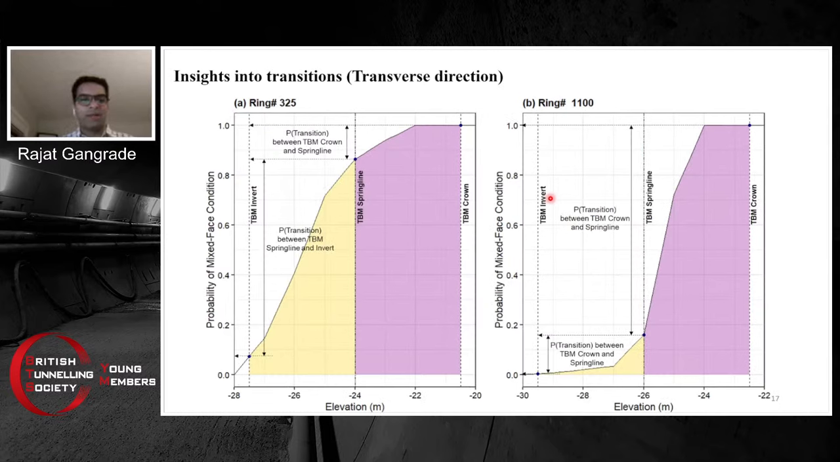Similarly, we can apply this to the vertical direction or the transverse plane, where we are quantifying the probability of mixed face condition versus elevation. So we have the TBM crown, TBM spring line, and the TBM invert over here. The purple zone shows the region between the crown and the spring line, and the yellow zone shows the region between the spring line and the invert. In this case, the difference in the probabilities is quantified as the probability of transition occurring between a particular zone of the TBM. So we're looking at TBM scale now, in the transverse direction. And these are just two examples of how the probability of mixed face conditions was quantified for two different ring locations.